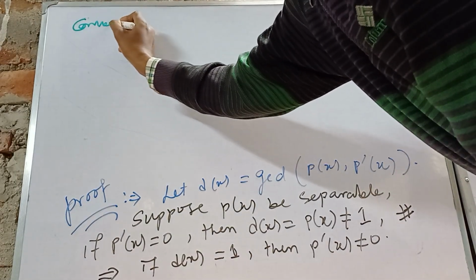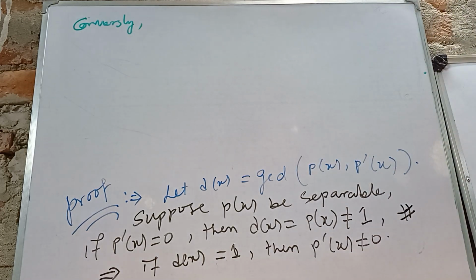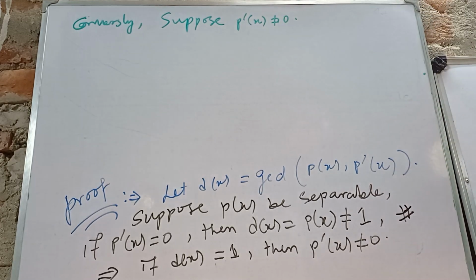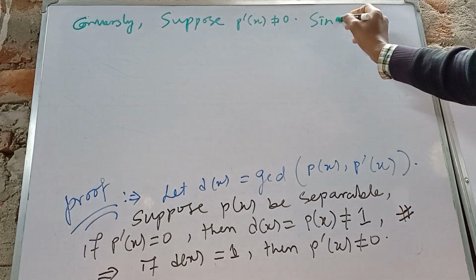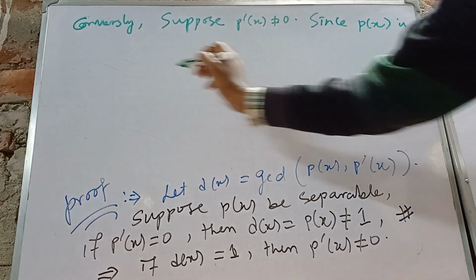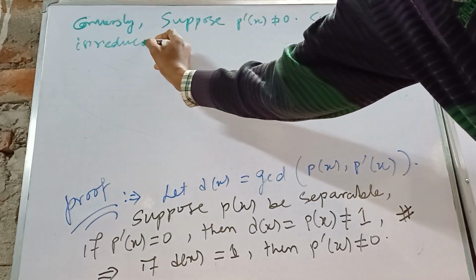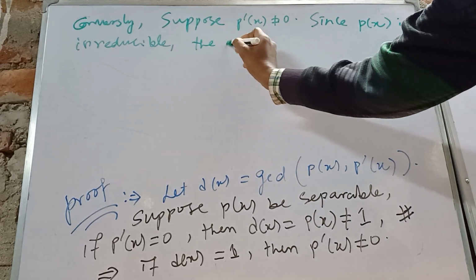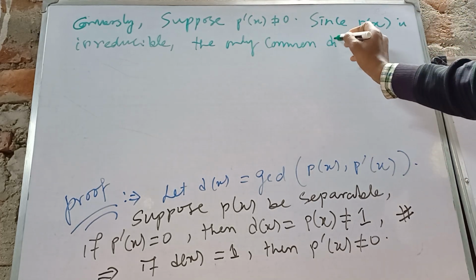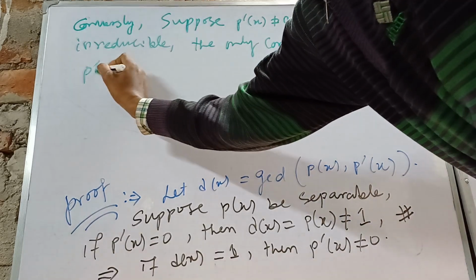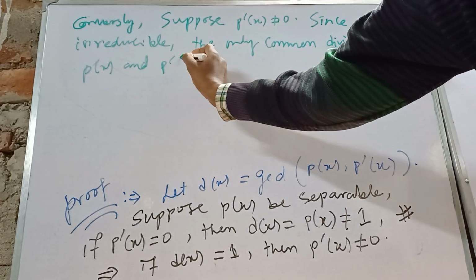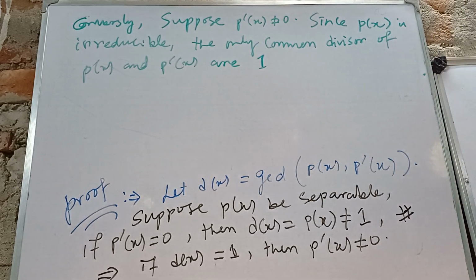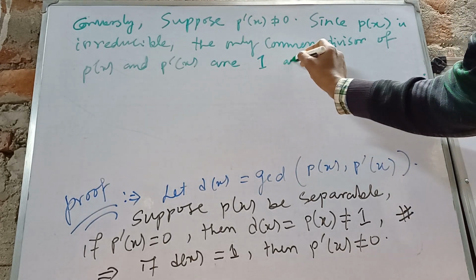Now we discuss this converse part. We write here, conversely, suppose p dash x is not equal to 0. Since p(x) is irreducible, then we write: the only common divisors of p(x) and p dash x are 1 and p(x).